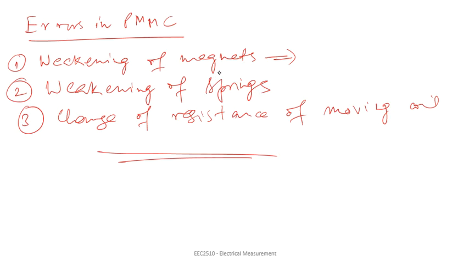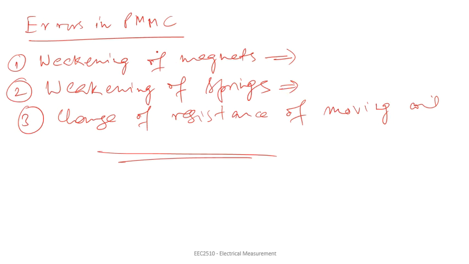But overall, if we see the combined effect of weakening of springs and magnets, for a 1 degree increase of temperature, the overall effect will be to increase the deflection, because it will reduce the strength of a spring by about 0.04%, and at the same time it will reduce the flux density in the air gap by about 0.02%. So the combined effect will be to increase the deflection.